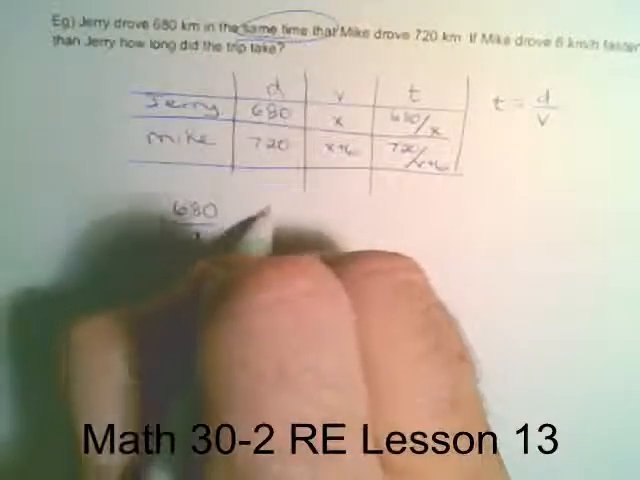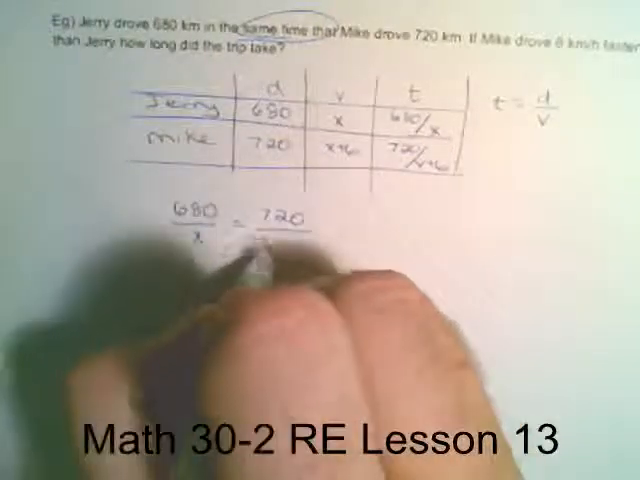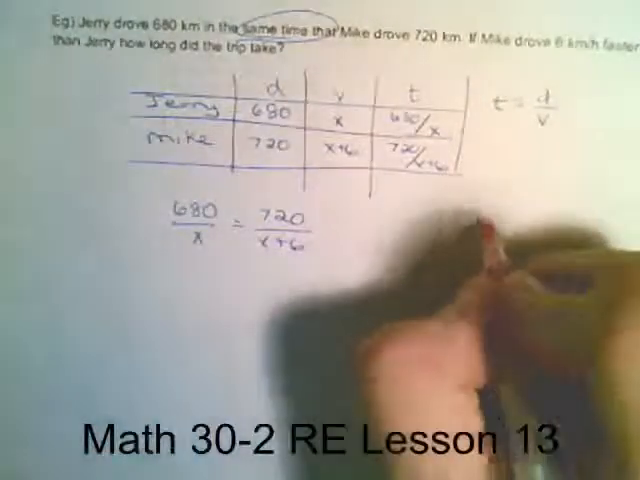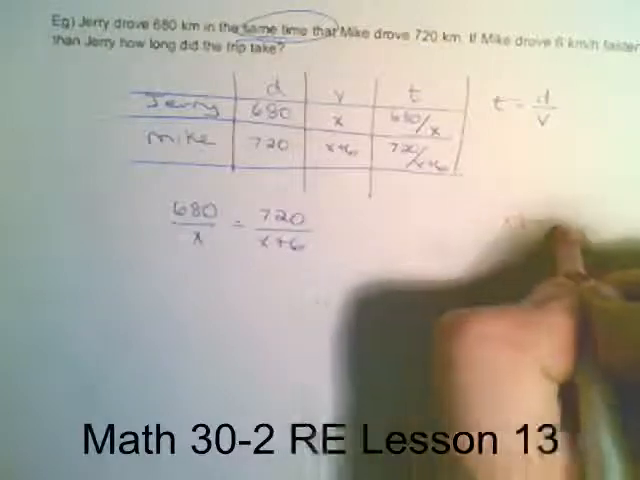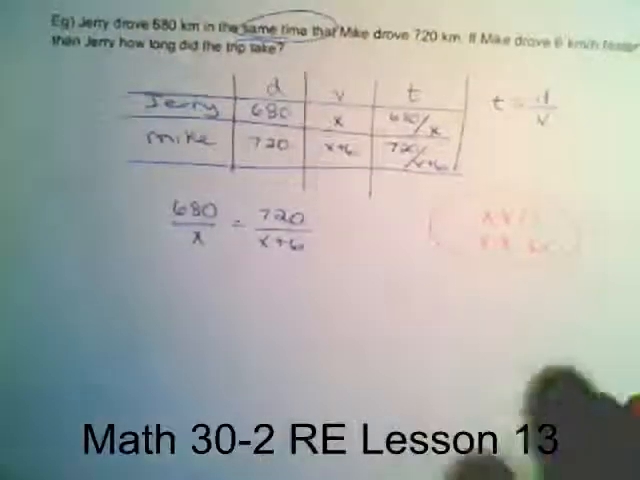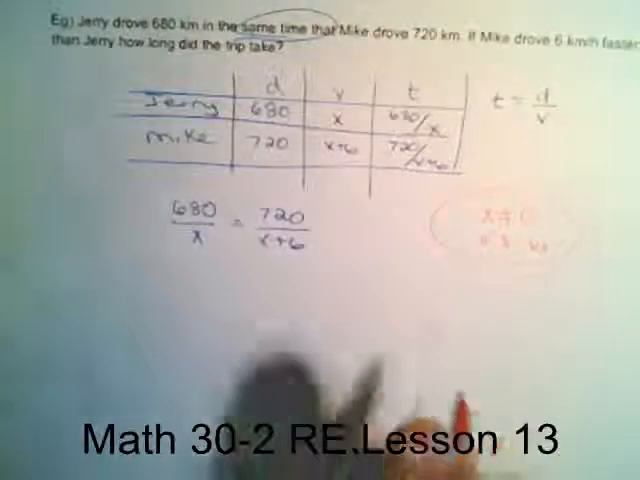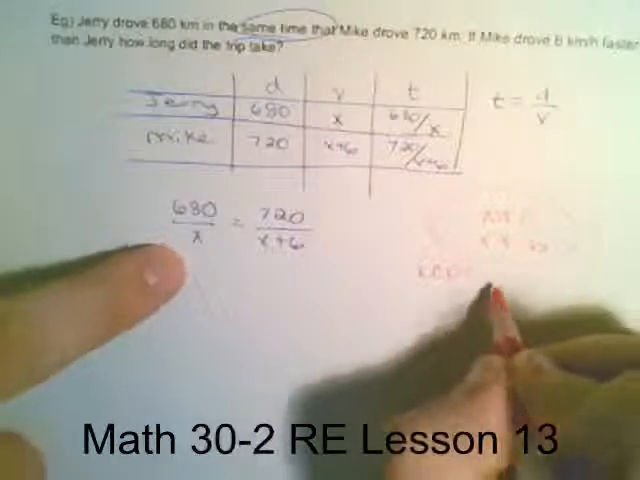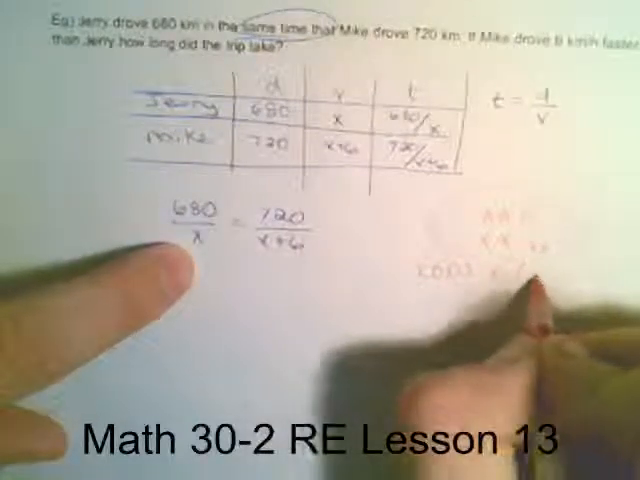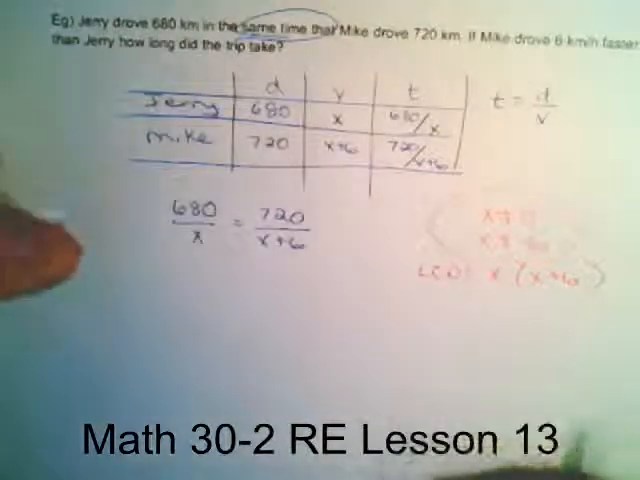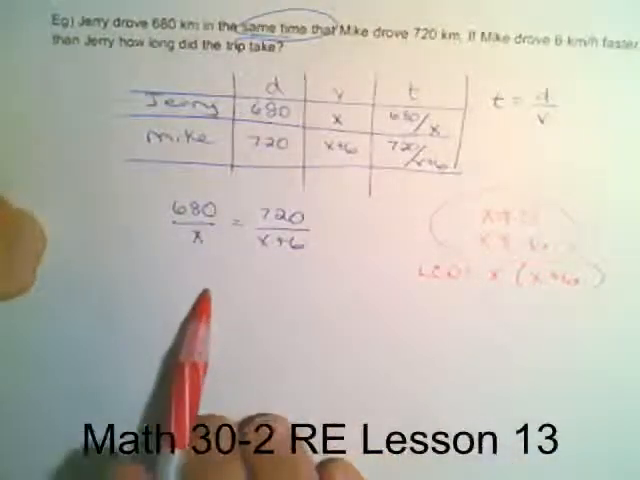If I know that the times are the same, I know that 680 over x equals 720 over x plus 6. So I'm going to find my non-permissible values. x cannot equal 0. x cannot equal negative 6. If you're having trouble where I got those from, please come and ask. I'm going to look for my lowest common denominator. I've got an x, so I'm going to have that. I've got an x plus 6, so I'm going to have that.